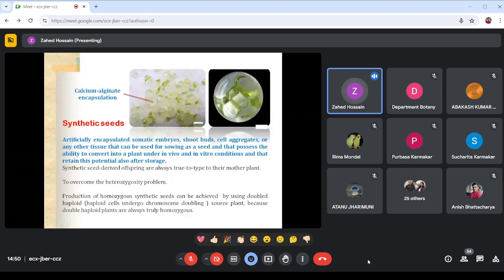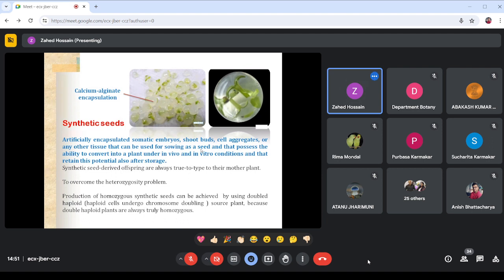So you can propagate either through inducing somatic embryos or through inducing shoot buds. Whatever the mode, there is another application. If you encapsulate these somatic embryos or shoot buds with some chemical, that seed would be called a synthetic seed. A synthetic seed is nothing but artificially encapsulated somatic embryos, or shoot buds, or even cell aggregates or any other tissue that can be used as seeds and possesses the ability to convert into a plant under suitable conditions.